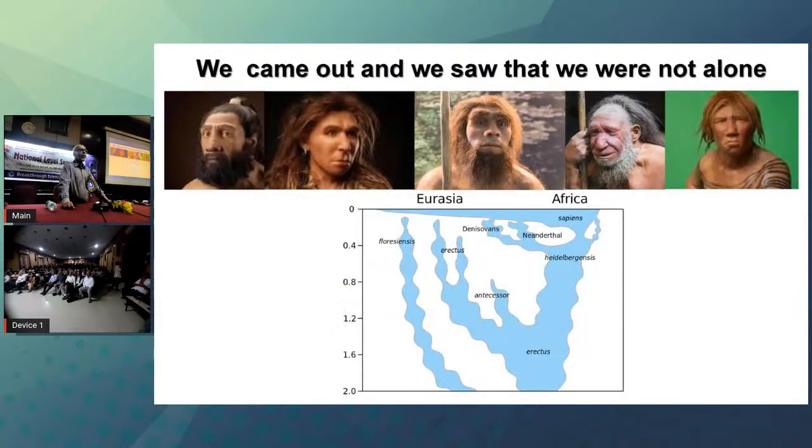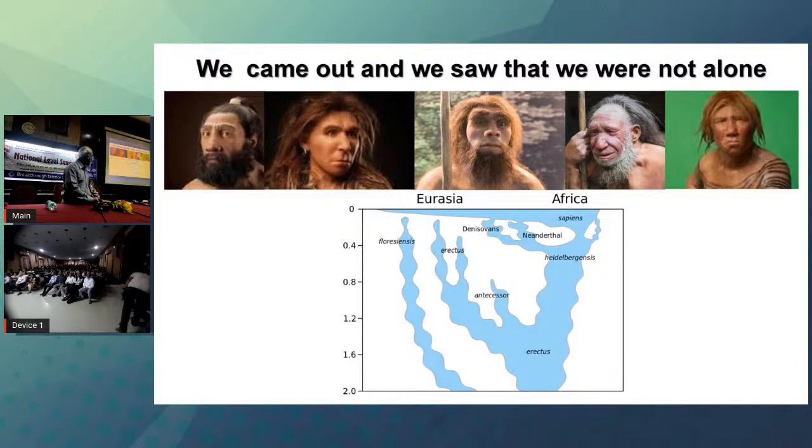When we came out of Africa, did we meet any of our relatives? Did we meet any cousins that looked like us or were close to us? The answer is yes. We actually met several other species, and we were convinced that we were not alone. So we came out of Africa and met species like this. Many of them were, of course, Neanderthals, because Neanderthals did exist at that time.